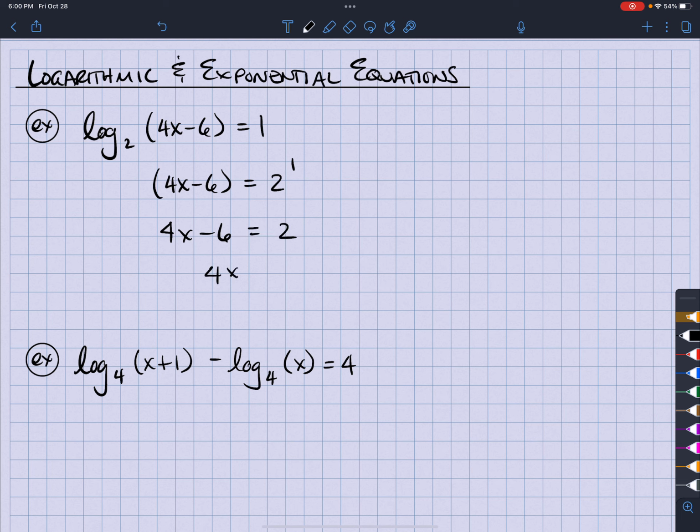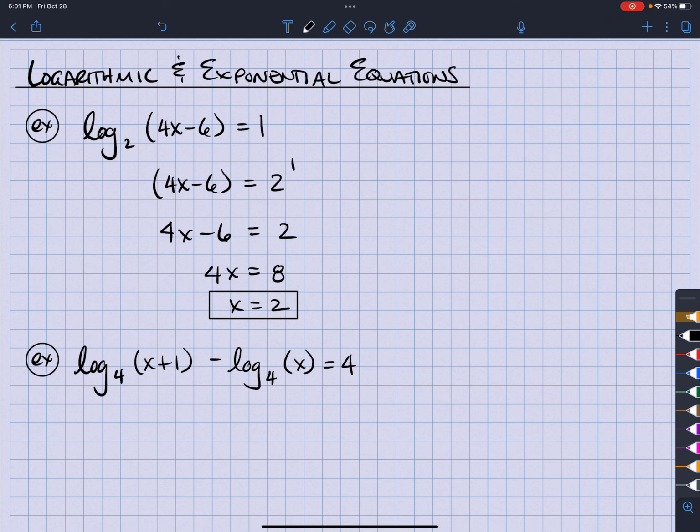So 4x is equal to 8, and x is equal to 2. Now, before I circle this as an answer, I want to plug 2 in for x and see if I'm going to be forced to take the log of a negative number. If I am, then I have to reject this answer and have no solution. If not, then that would be my answer.